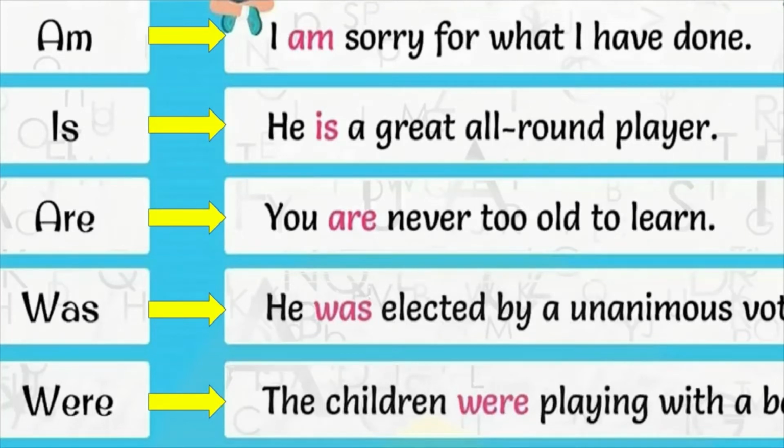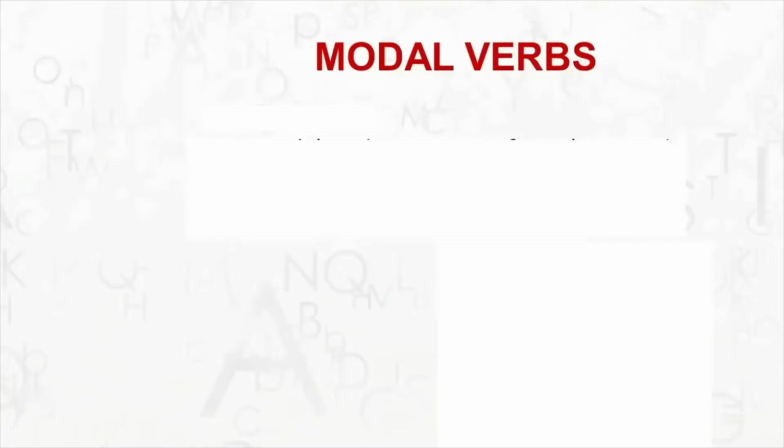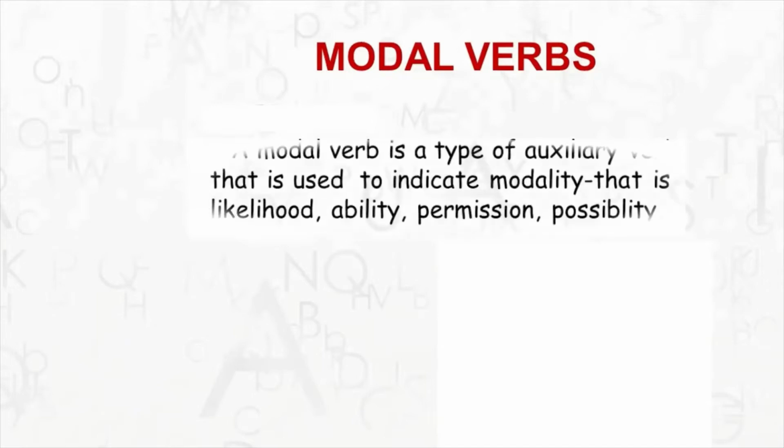Am, is, are, was, were. To remember it easily, you can remember it as different forms of be, do and have. Okay, come on. Now let's move on and take a look at what a modal verb is. You either say modal verb or modal auxiliary verb. Okay, so let's see what a modal verb is.